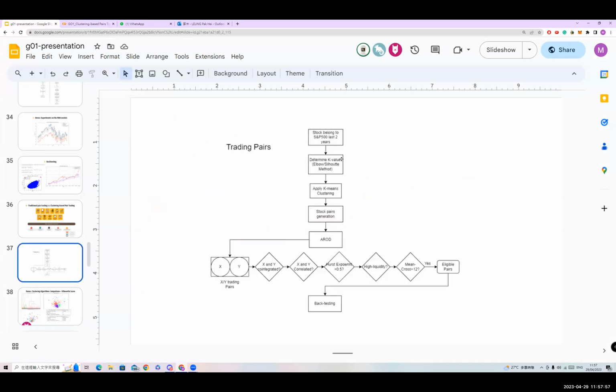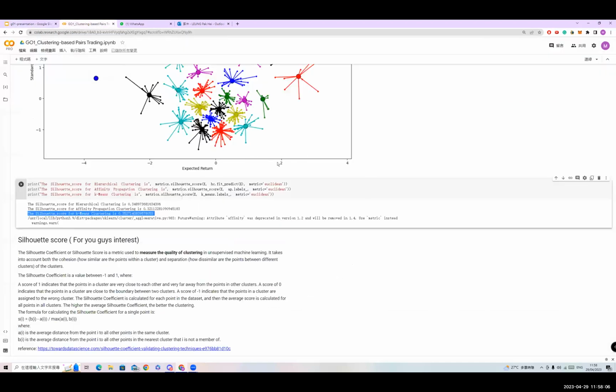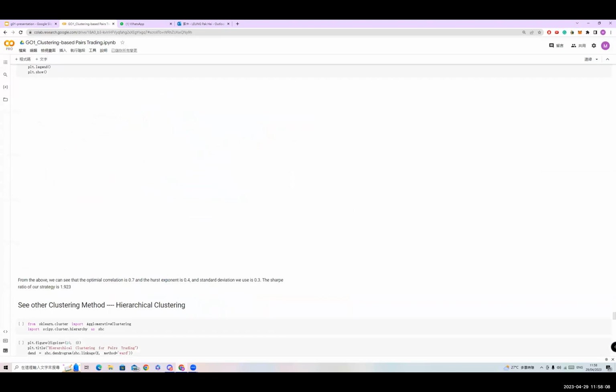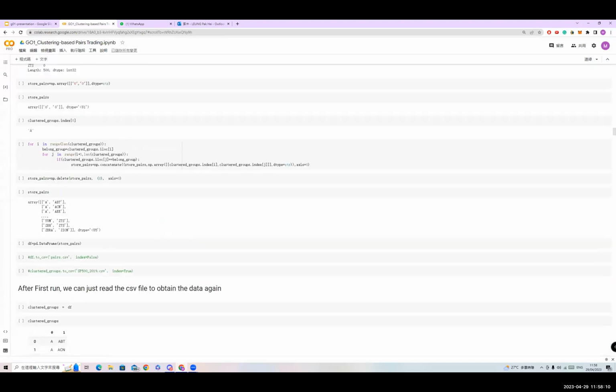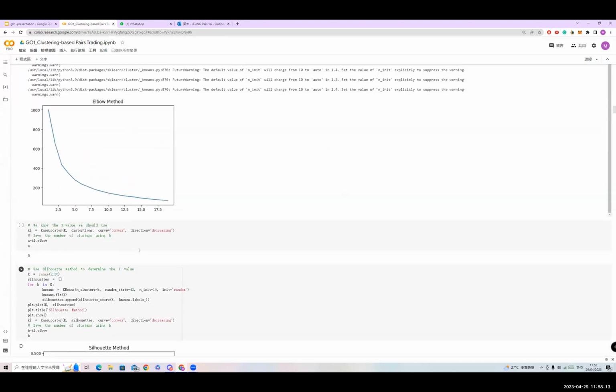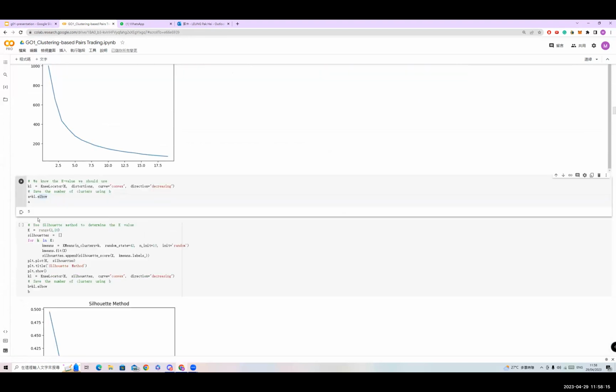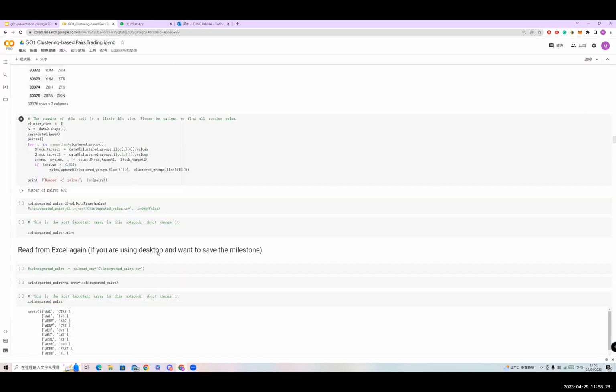Okay, but now we have the k-means model, but how do we determine the k-value? The k-value is just the number of clusters. So we have to do an experiment again to find the number of clusters. We use the elbow method, and from the experiment we can see the optimum value of k should be 5. So we will classify the stocks in the S&P 500 into 5 different clusters, and then do the pair trading.